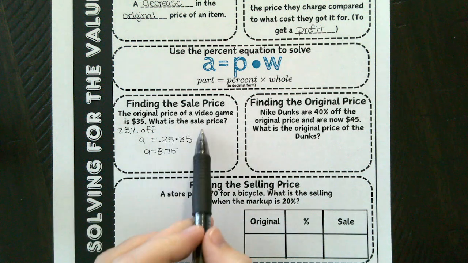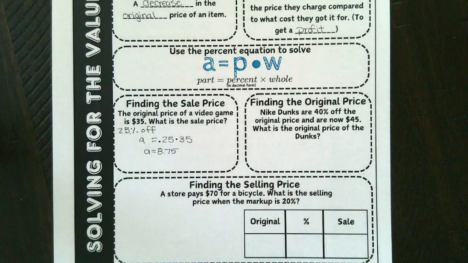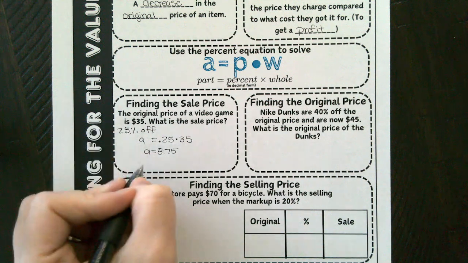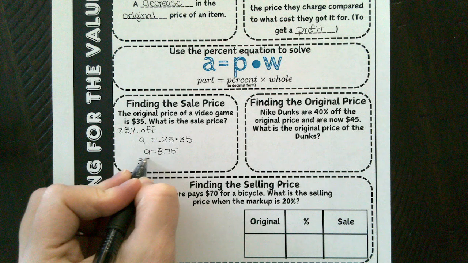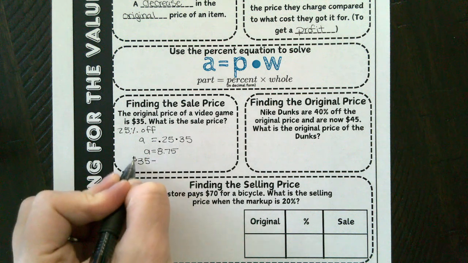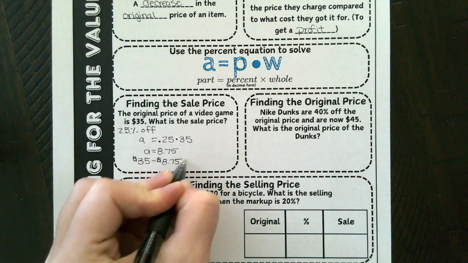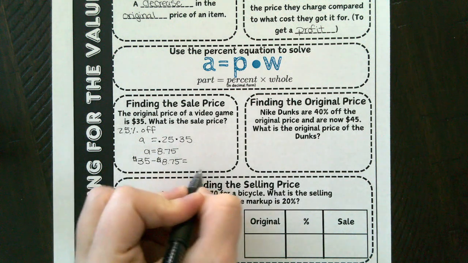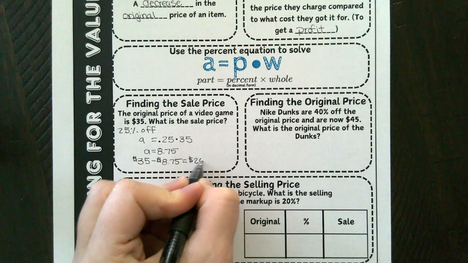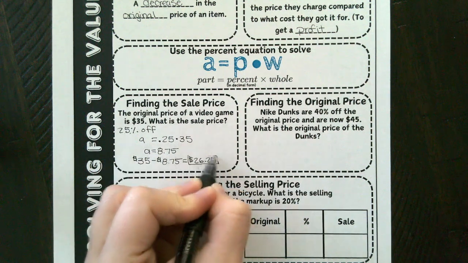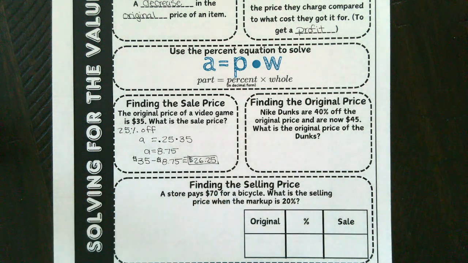But that doesn't tell me what the sale price is, right? So I'm not actually done yet. So I'm going to take this amount that they're taking off and I'm going to subtract it from the original. So $35 minus $8.75 would then be $26.25. So this is my sale price. So if I wanted to go buy the video game, now is a good time because I'm getting almost $10 off of the original price.